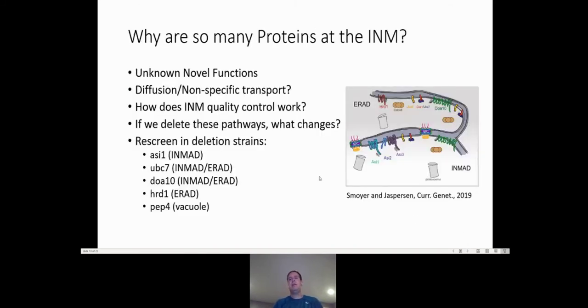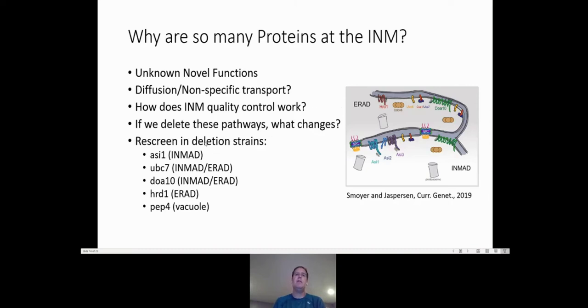The big question we had at that point was, why are so many proteins at the internuclear membrane? And we don't really know. The most intriguing option is that these have unknown novel functions at the internuclear envelope. Like I said before, we don't really know what role diffusion and nonspecific transport plays. But in particular, we were interested in the internuclear membrane quality control process.